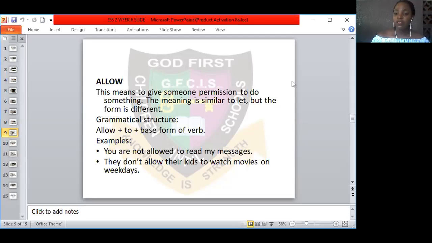Now, it would be very wrong to say they don't allow their kids watch movies on weekdays. No, this is a very wrong sentence formation, because you must go by the grammatical structure of a causative verb to make a complete sentence. So you say they don't allow their kids to watch movies on weekdays.